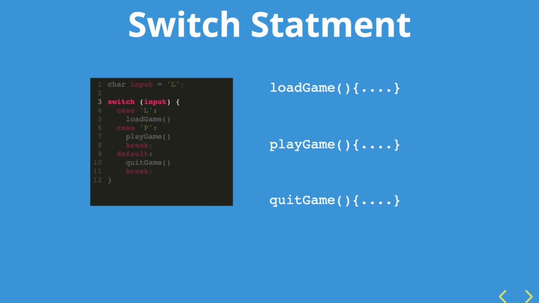So let's take a look at the switch statement. In this case, we have switch on input, and that means everything else is going to be compared against the input variable that's passed into switch. And so we have our three functions: load game, play game, and quit game.